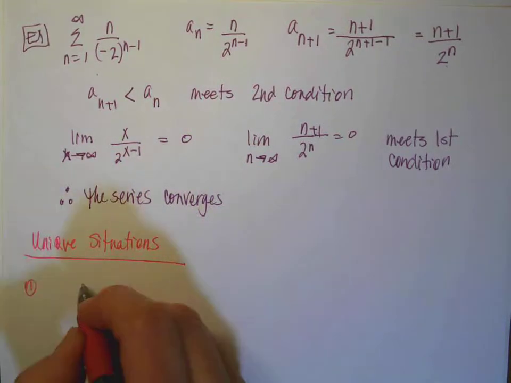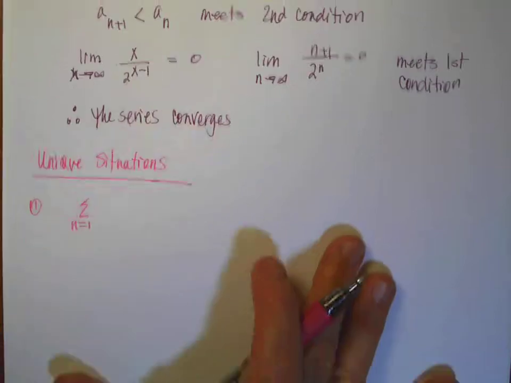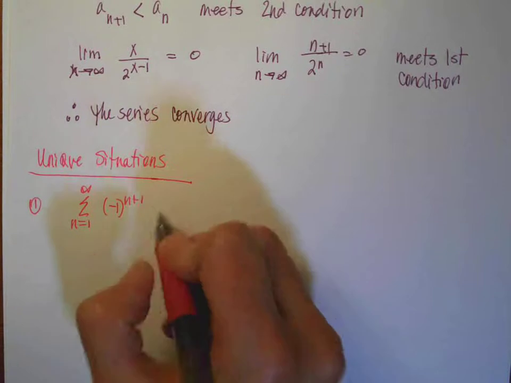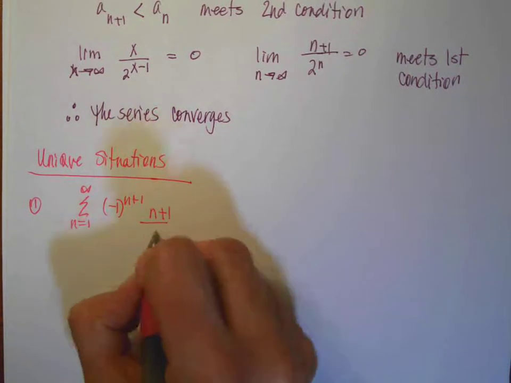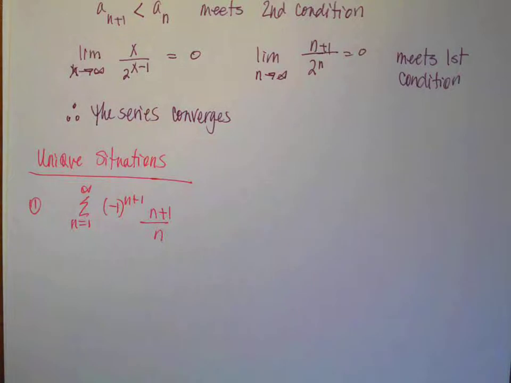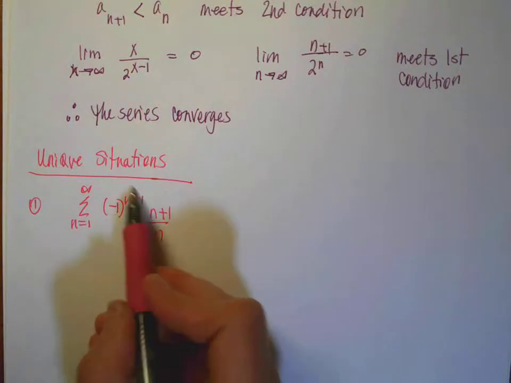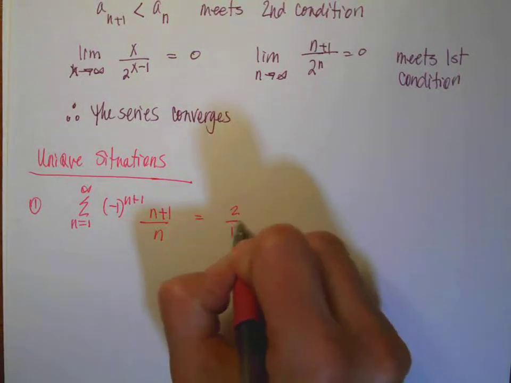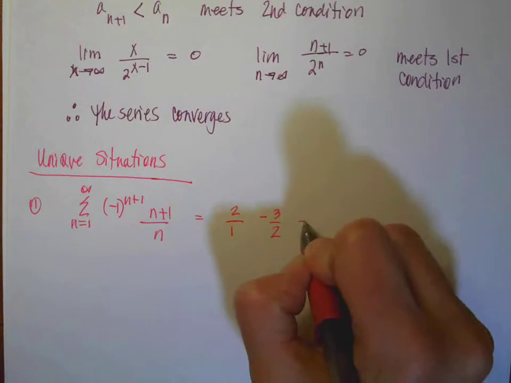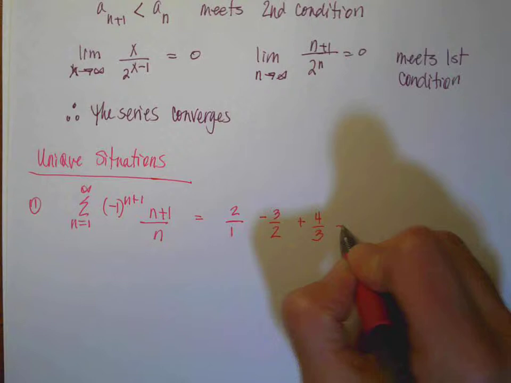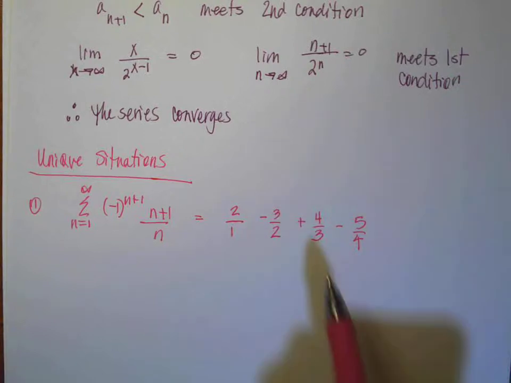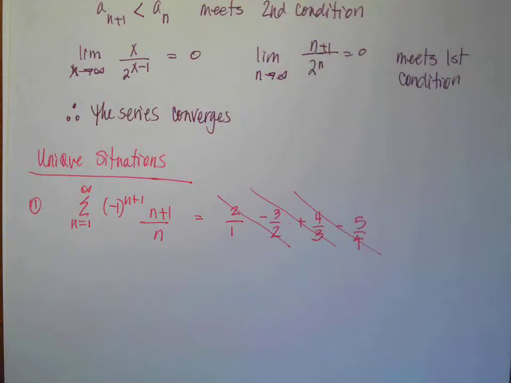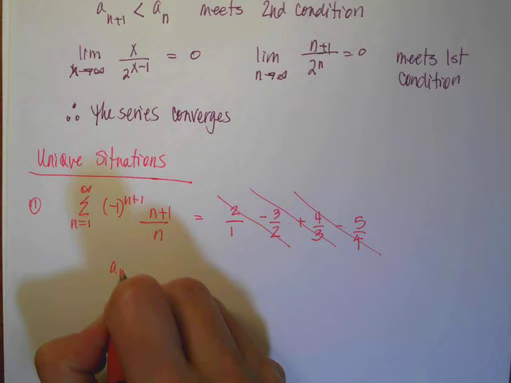The first of these situations would be the sum from n equals 1 to infinity of (-1)^n times (n + 1)/n. Alrighty, and remember when we're looking at these, we don't want to consider the sign change as we manage our function, but for right now, let's go ahead and generate those terms. Minus 3/2 plus 4/3 minus 5/4. So this is actually kind of cool because you can see what's going on here.